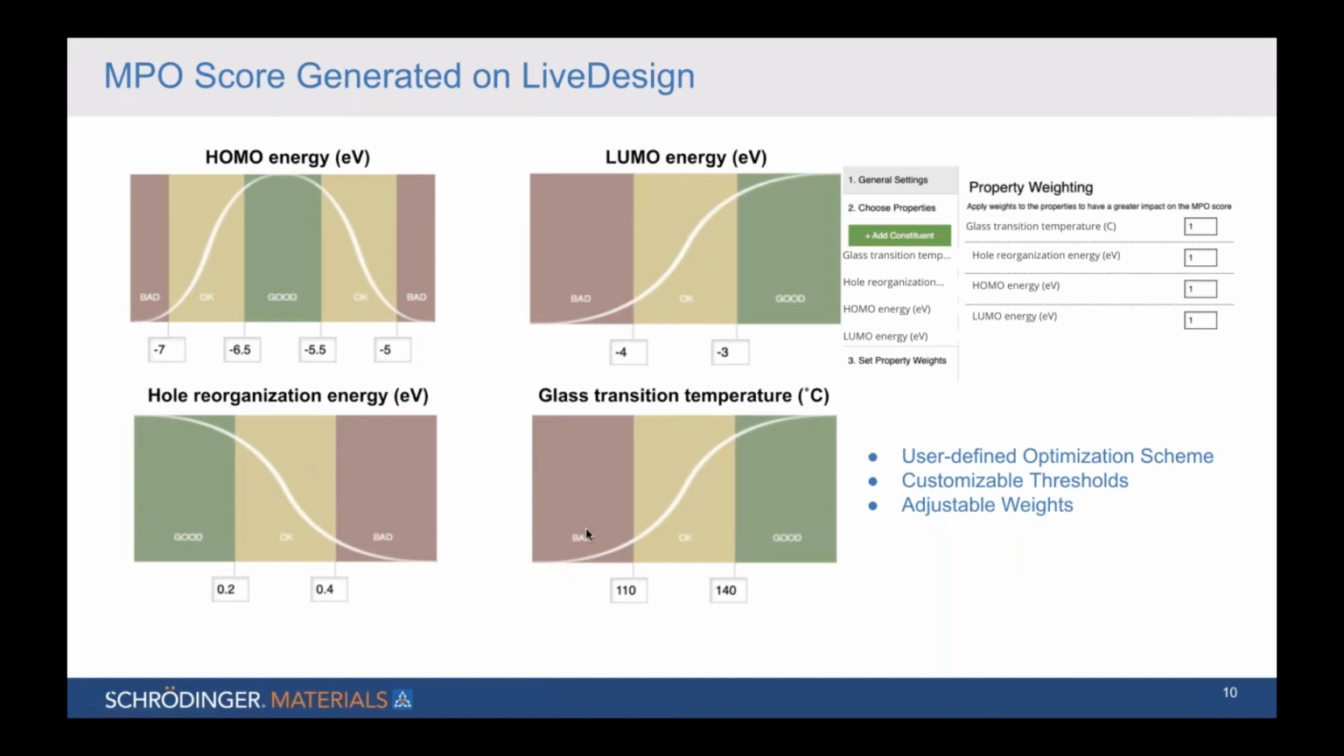So not only can LiveDesign MPO include multiple properties, it also allows the user to assign weights to the properties. By default, all weights are equal to 1, but a user can easily adjust the weight of each property they want to set.